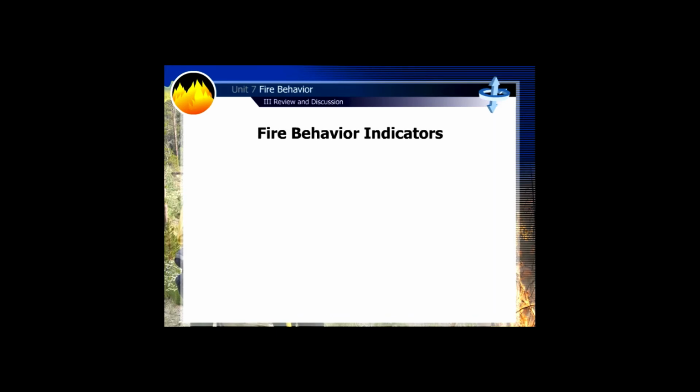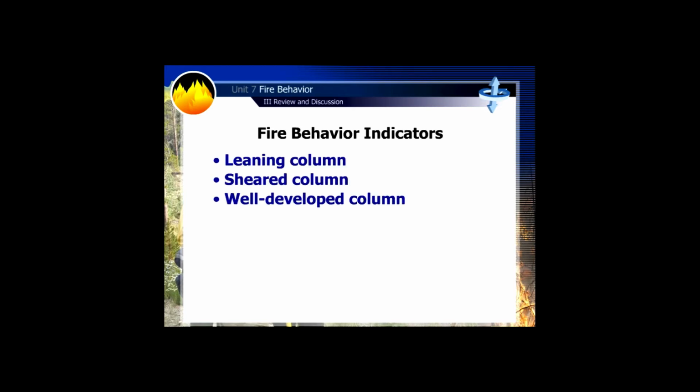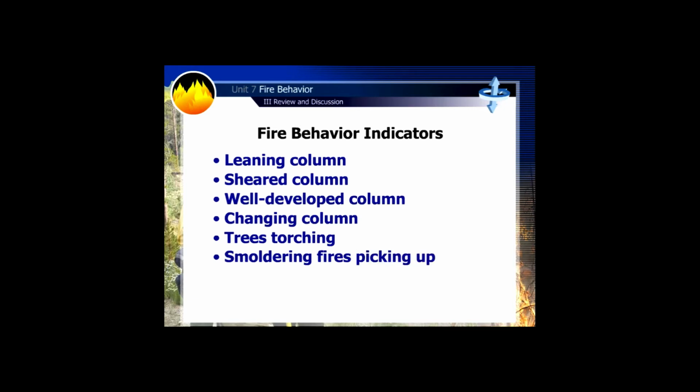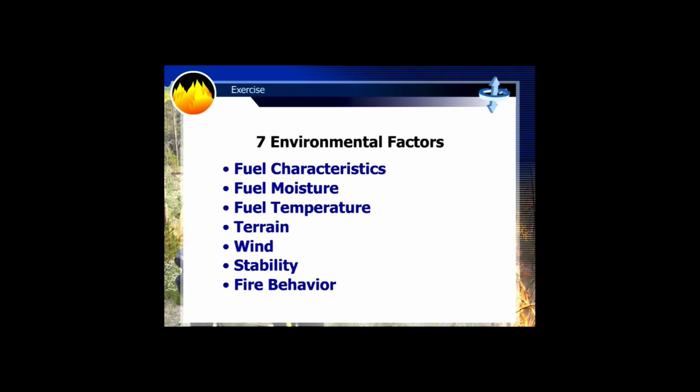We have just covered the 8 fire behavior indicators: leaning column, sheared column, well-developed column, changing column, trees torching, smoldering fires picking up, small fire whorls beginning, frequent spot fires. We just discussed 7 environmental factors and their respective indicators.